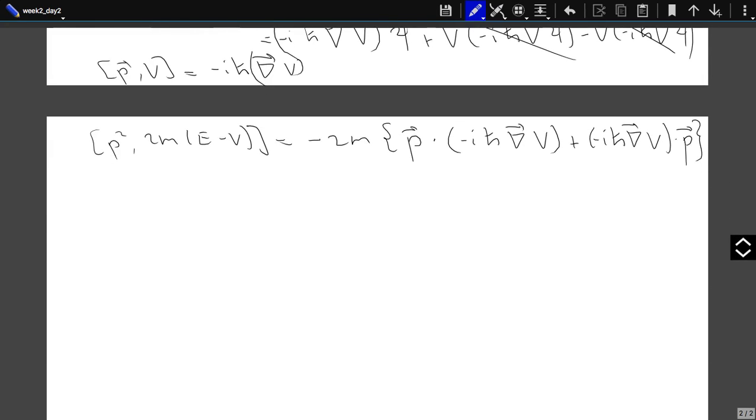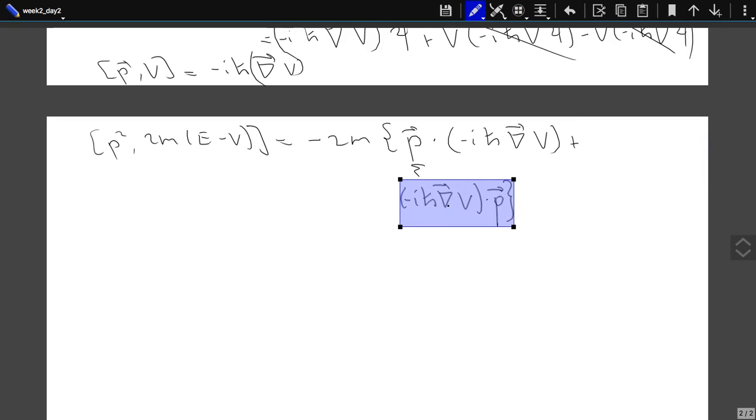Well, I can do the same trick again and just move this p to the right so that the first term and the second term become similar. Okay, you don't see the end. So the first term and the second term become similar, so that might simplify my life.